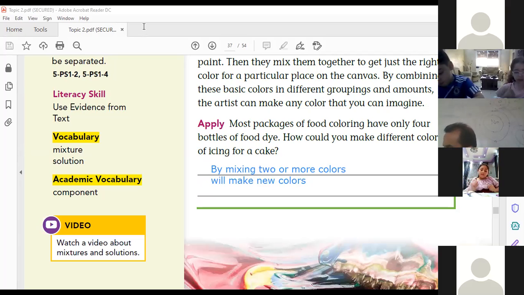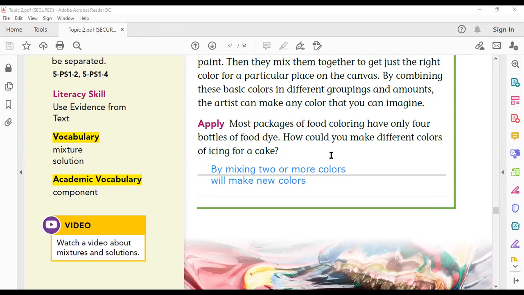I'm done. Can I go to the next page? Yes. Right, okay.